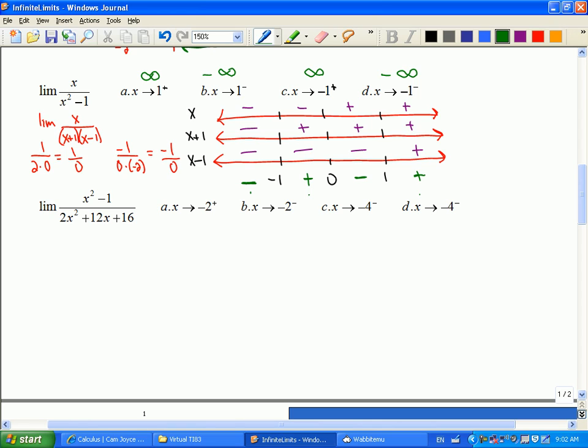I'd like you to try the next one right from the beginning. So see if you can do this piece here all by yourself. Tell me about those infinite limits.